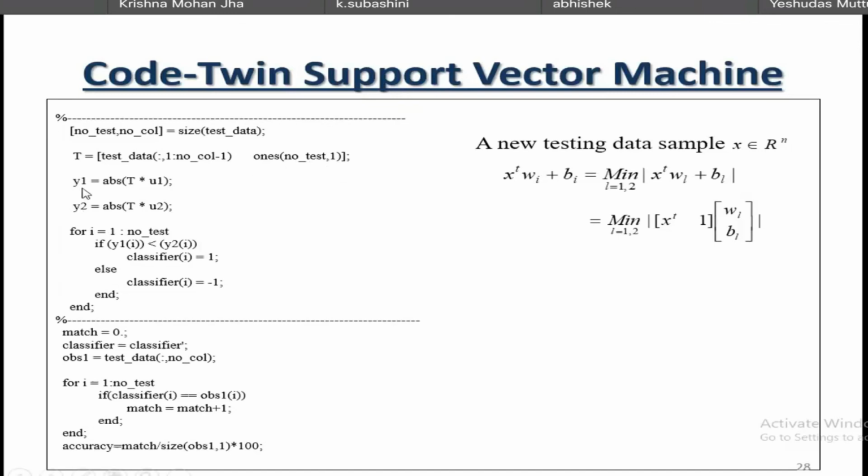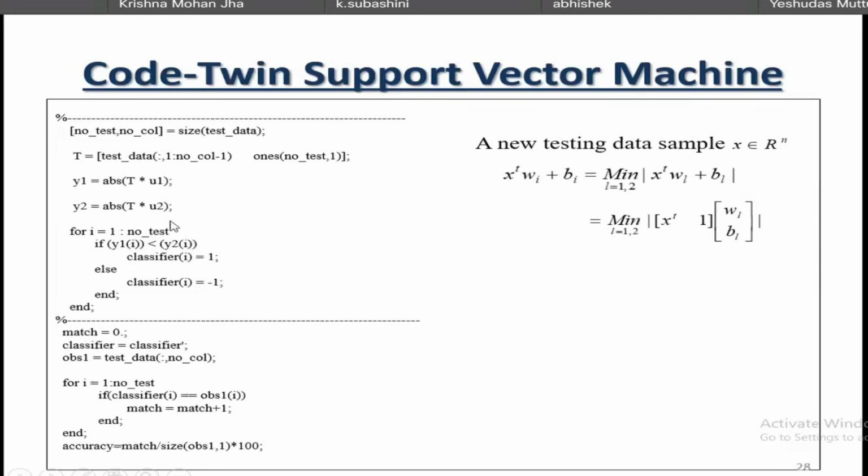Okay, so you just compute this y1 and y2. So y1 is nothing but you have to find the absolute distance, so you will get TU1, and for y2 you will get TU2. Okay. And once we have this y1 and y2, you just compare the values. Ultimately, whichever is the minimum, you assign the class label. So if y1 is the minimum, in that case the class label will be 1. If y2 is the minimum, in that case the class will be -1.